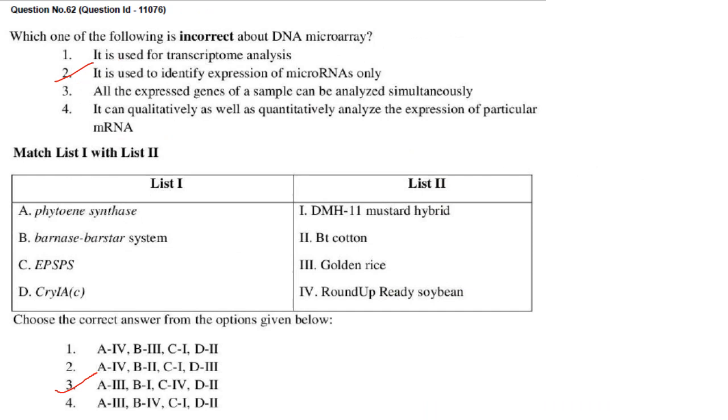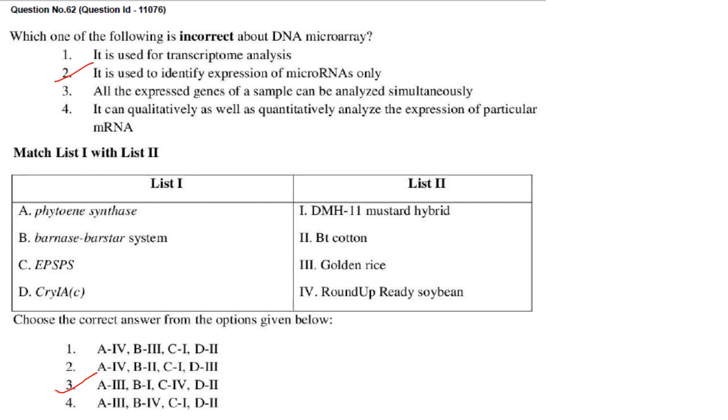Then next one. Which one of the following is incorrect about DNA microarray? It is used for transcriptome analysis. It is used to identify expression of microRNAs only. All the expressed genes of the sample can be analyzed simultaneously. It can qualitatively as well as quantitatively analyze expression of a particular mRNA. So they have asked, which is incorrect about DNA microarray? It is used to identify expression of microRNA only. Not only microRNA, it can be used for mRNA also. So the answer here is option 2.